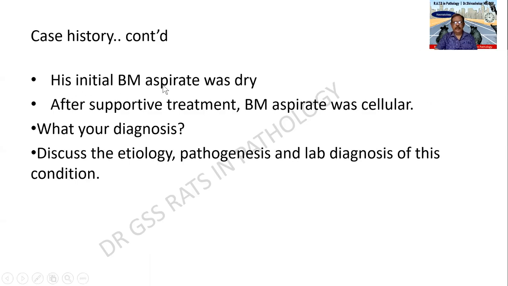His initial bone marrow aspirate was a dry tap, and after supportive treatment, the bone marrow aspirate turned cellular. So, what is your diagnosis? Discuss the etiology, pathogenesis, and lab diagnosis of this condition. I hope you people have made the diagnosis.